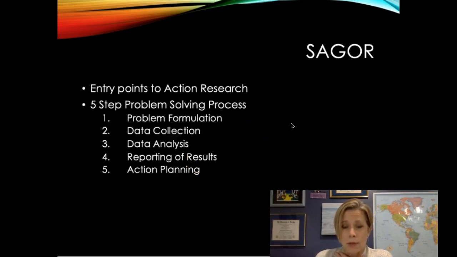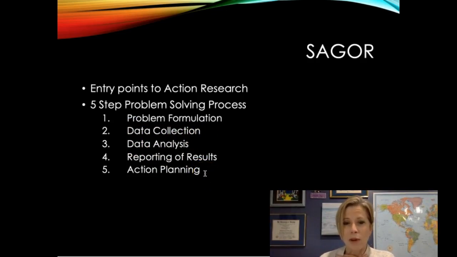Sager was another action research author that's well respected, and he talked about action research entry points. There's a 5-step problem solving process where you formulate your problem, and that's much where we're at right now, formulating what problem it is that we want to solve. We get into some data collection, data analysis, we report the results, and then we do further action planning. So it does become somewhat of a cycle.